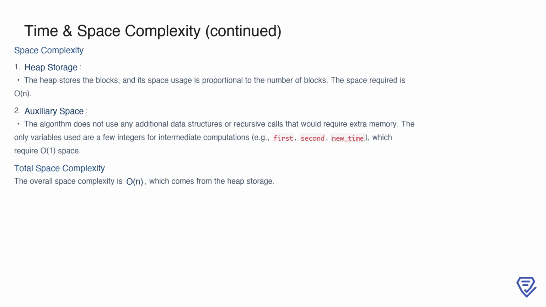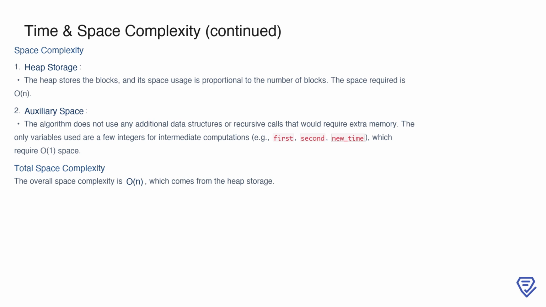Let's now analyze the space complexity of the algorithm. The primary space usage comes from the heap itself, which stores the blocks. Since the heap contains all the blocks initially and reduces in size as the algorithm proceeds, its maximum space usage is proportional to the number of blocks, or O(n). Beyond the heap, the algorithm does not use any additional data structures or make recursive calls that would require extra memory. The intermediate variables, such as first, second, and new_time, are simple integers and therefore require only O(1) space. Combining these considerations, the total space complexity of the algorithm is O(n), dominated entirely by the space needed for the heap.